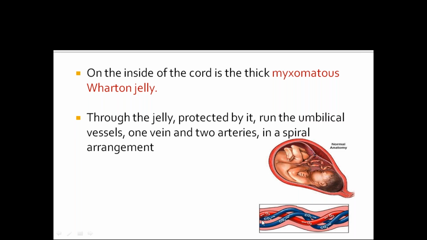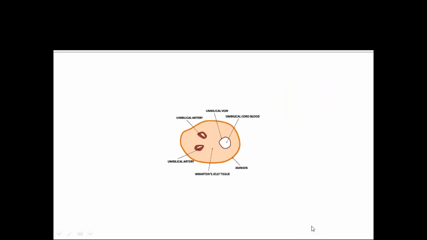The umbilical cord contains one vein and two arteries. Can you see here the arteries in blue color? Normally the arteries carry saturated blood, so it is vice versa here: in intrauterine life, the arteries carry deoxygenated blood and veins carry oxygenated blood. See here, this is the umbilical vein, two arteries, and Wharton's jelly around to give protection.